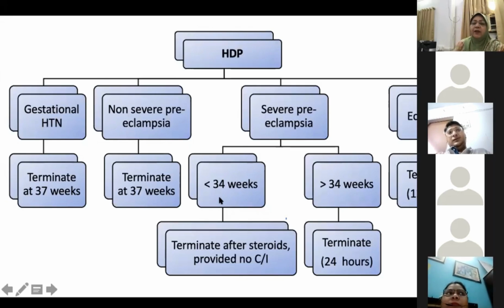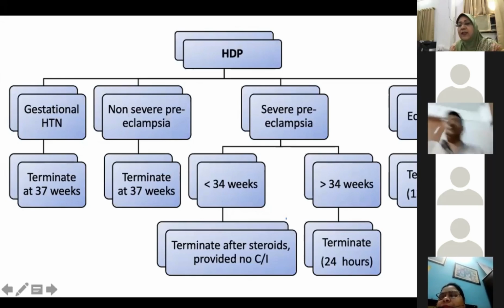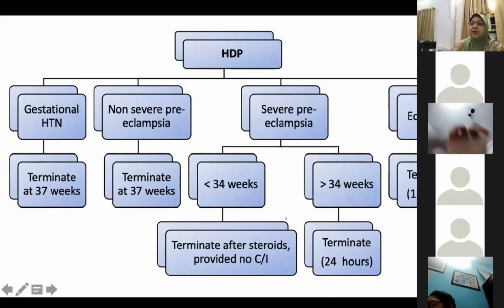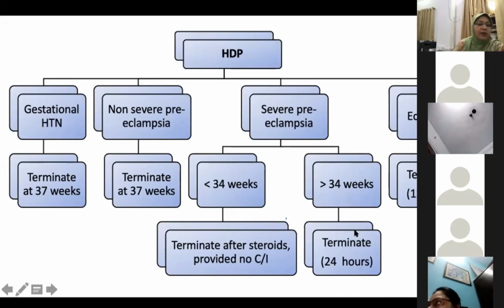If she is severe, and less than 34 weeks, terminate after steroids, provided there are no contraindications. Then only you will wait. If she is more than 34, terminate. The only difference is that both of these, severe preeclampsia and eclampsia, will be terminated, but here your aim is to deliver her within 12 hours, and here your aim is to deliver her in 24 hours.